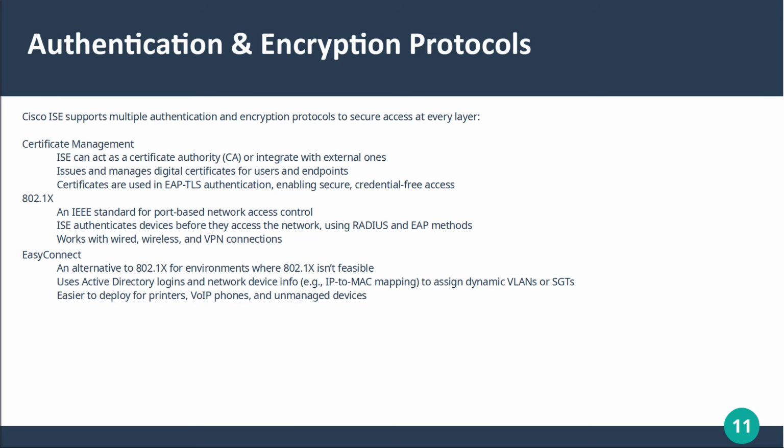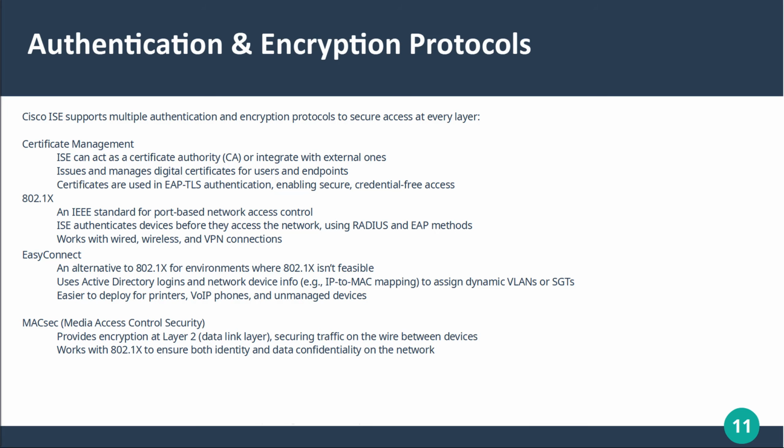It uses Active Directory logins and network device info, IP to MAC mappings, for example, to assign dynamic VLANs or security group tags. It's easy to deploy for printers, VoIP phones and unmanaged devices. It uses passive identity, for example, AD login, WMI or syslog, plus fallback methods like MAB, MAC address bypass, so that when the user logs into Active Directory, ISE can correlate the machine's network connections with the user identity and then issue a change of authorization to the switch to adjust access. It's less strict than 802.1x, but easier to deploy in certain scenarios.